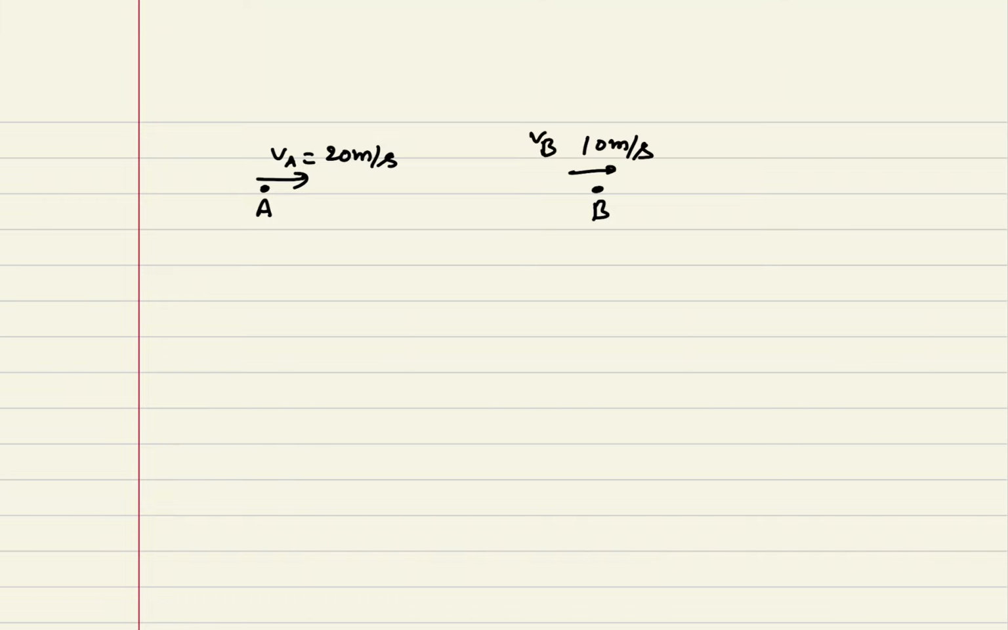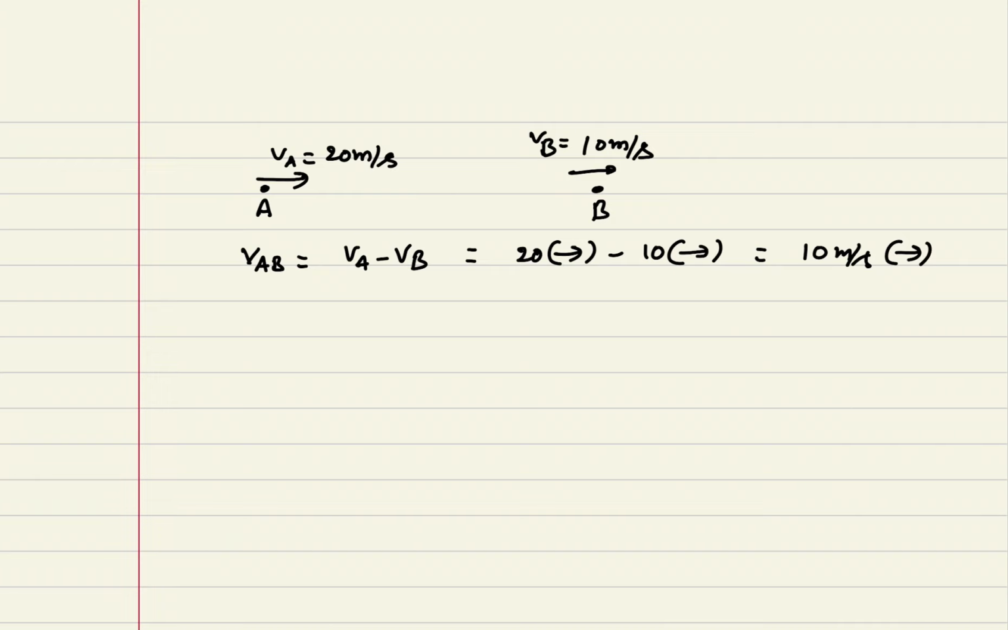Both A and B are moving in the same direction. If I want to calculate the velocity of A with respect to B, I can write it as velocity of A minus velocity of B. Velocity of A is 20 meter per second, right side, minus velocity of B is 10 meter per second, right side. Both the directions are the same. I can write it as 20 minus 10 is equal to 10 meter per second, right side.